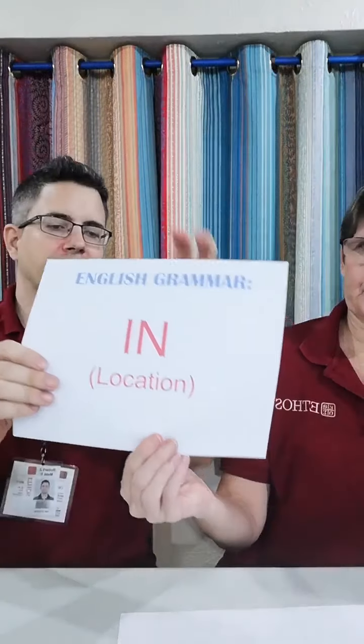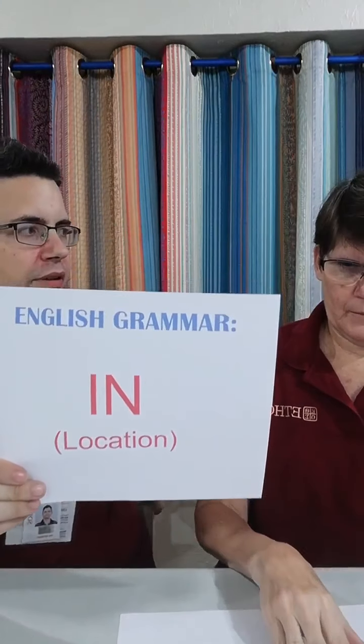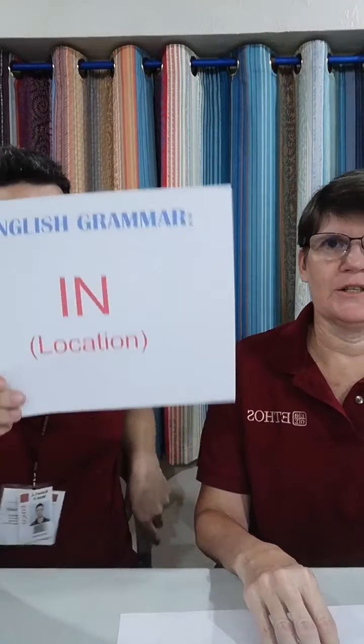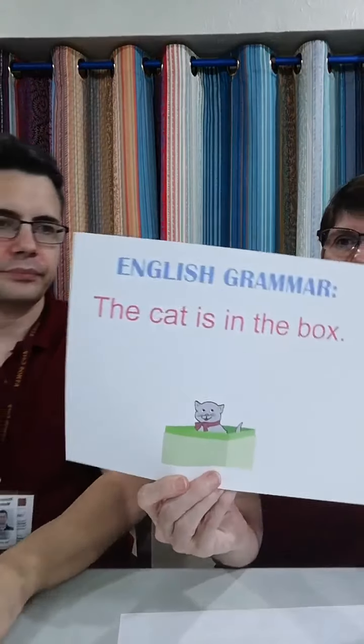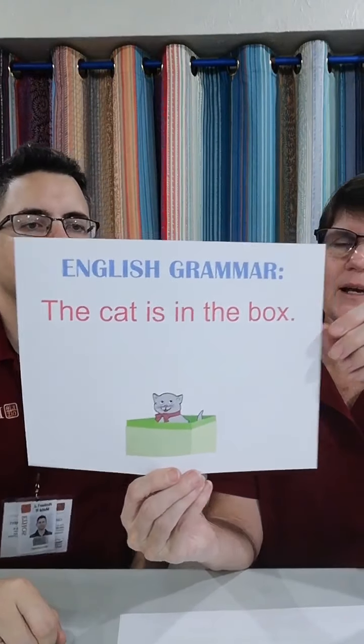What do we have first? We're going to start with in. We're just doing location tonight. In a place. We're in a place. Let's give an example so that we can see how we use in. It's easiest to tell by looking at a picture.